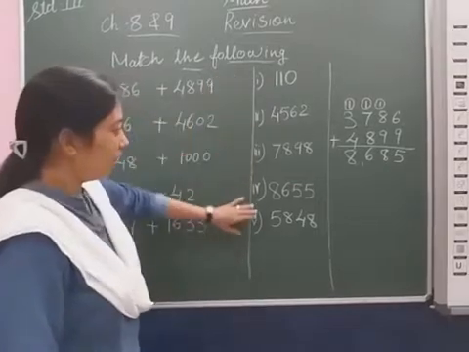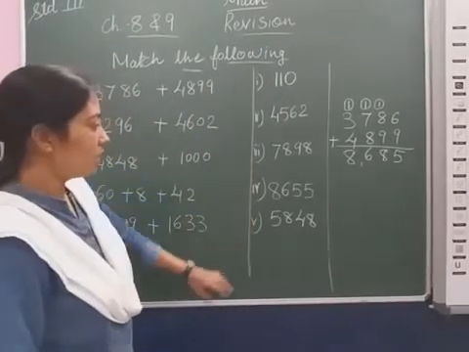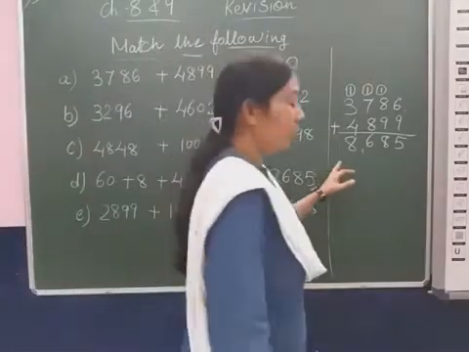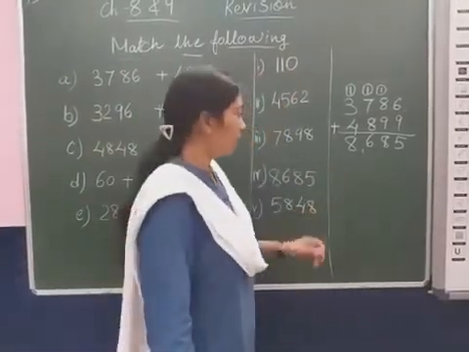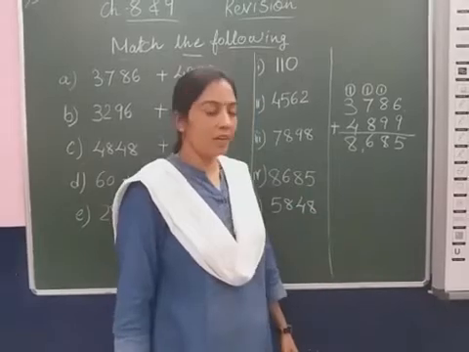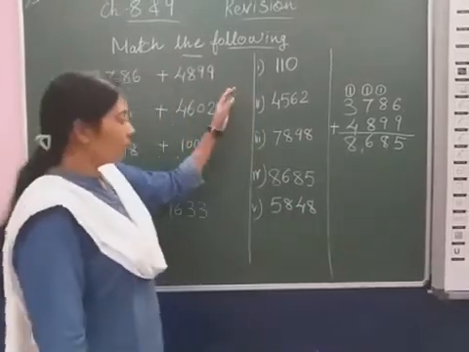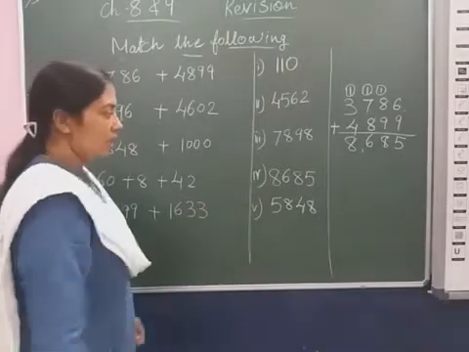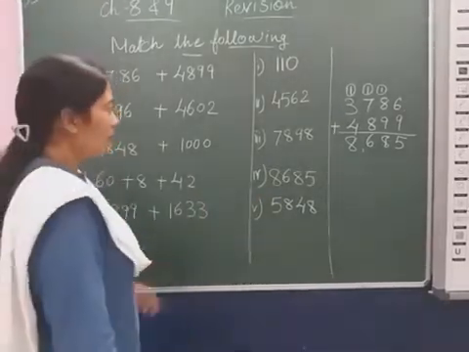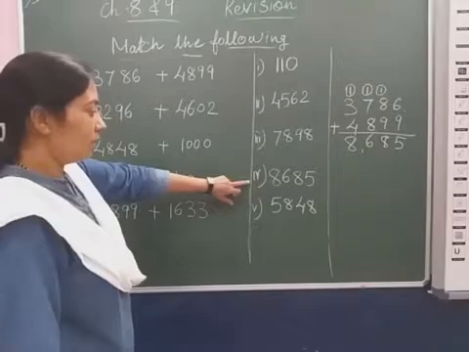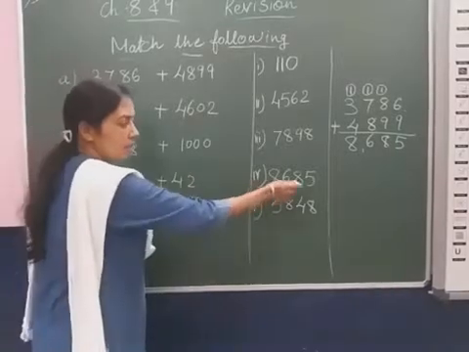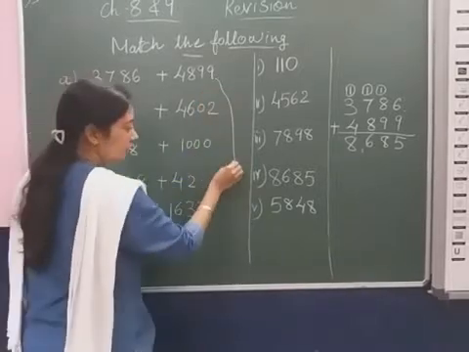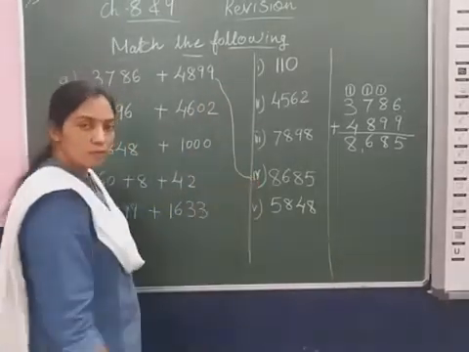8685. So we find the sum as 8685. Now we will find the same answer in the second column, and we find the same in the fourth. 8685. Yes. So we match A with 4.